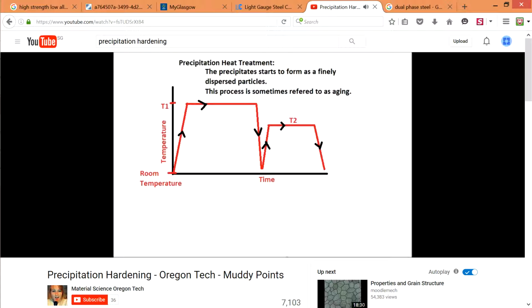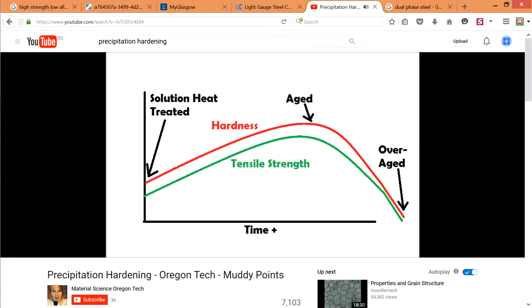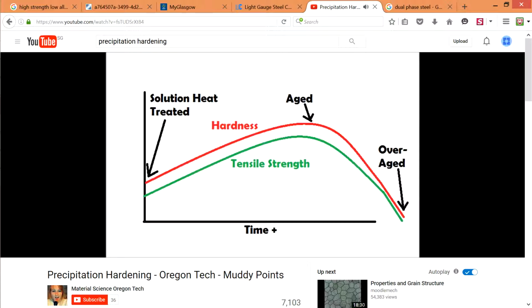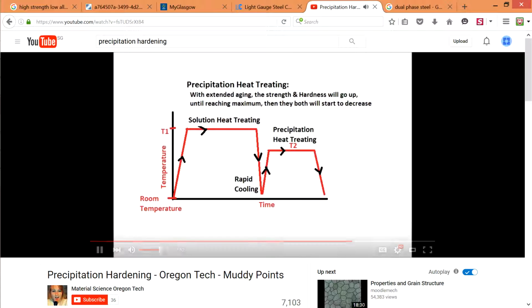without overtaking it. After solution heat treatment, during the precipitation hardening process, the tensile strength and hardness are aged to a certain point, and after that point, if the process isn't stopped, they will become overaged. So as you can see in this graph, the temperature is brought up to and maintained in solution heat treating, a certain temperature, until it all becomes one solution.